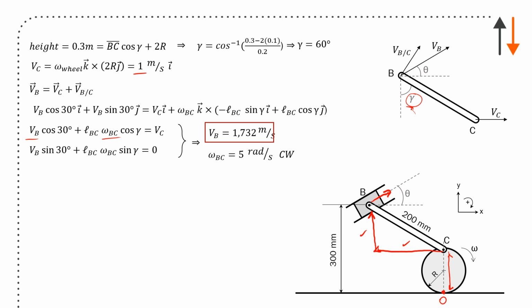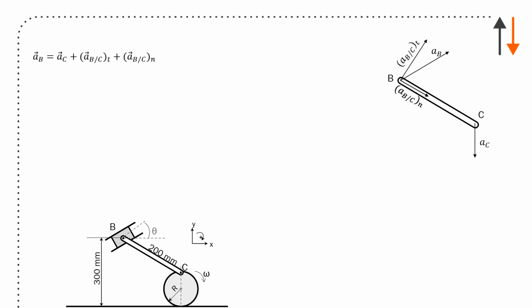Okay, so moving on. The next part of the problem is solving for the acceleration of B. Again, it's a kinematics problem, standard things that we expect from you on an exam. So we have the acceleration of B, which is equal to the acceleration of C plus the acceleration of B with respect to C, tangential and normal.